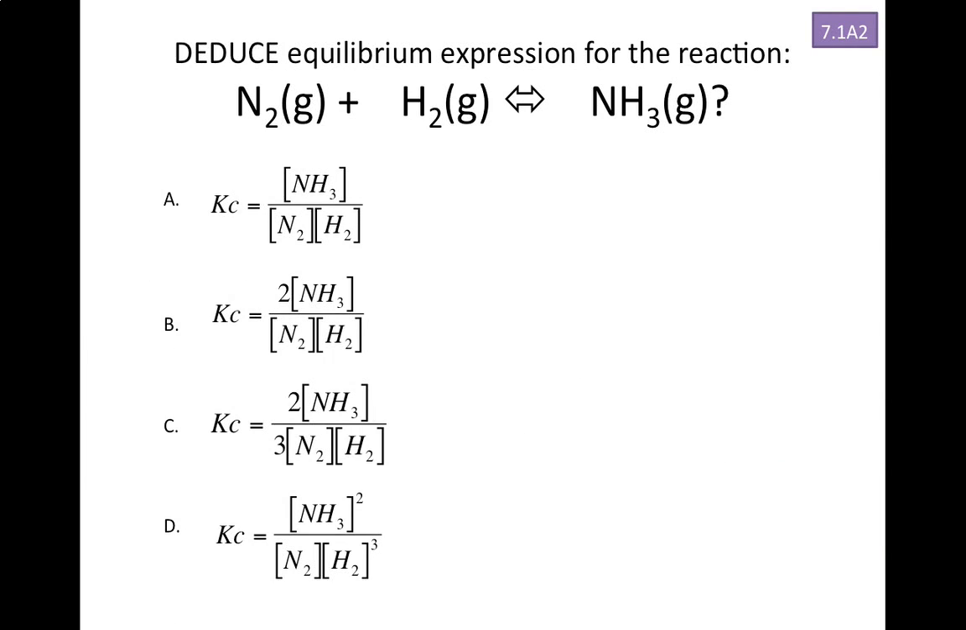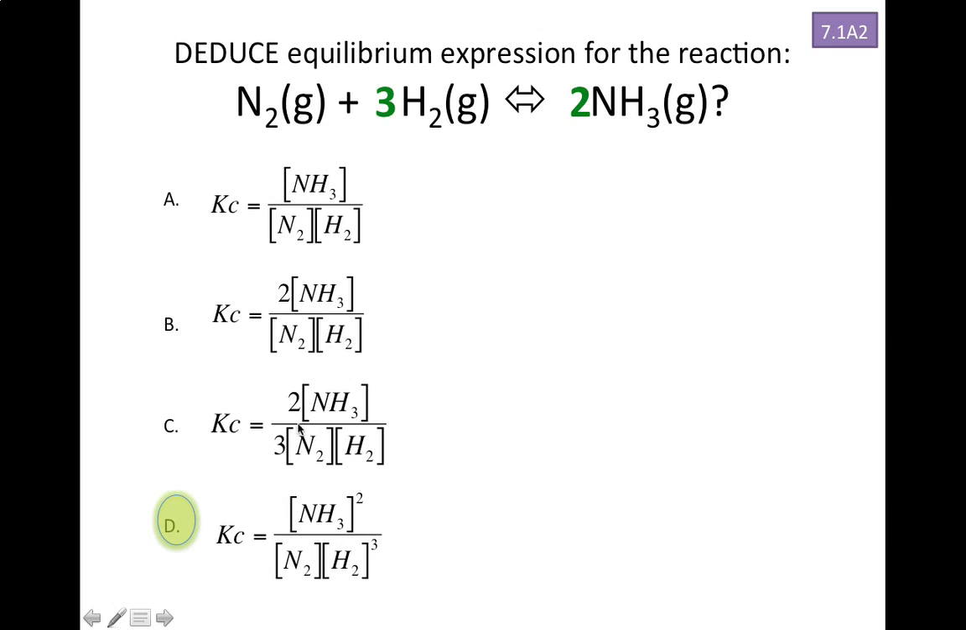First thing I notice is it's not balanced, so that's the first thing I'm always going to do. And I get a 2 as a coefficient in front of the ammonia, a 3 in front of the hydrogen, and a 1 as a coefficient in front of the nitrogen. It's products over reactants, so my NH3 is going to be raised to the second power. This is the only one that has that. Let's see if the rest of it is good. It gets divided by the reactants, N2 and H2 to the third power. Bingo, that is my correct answer right there.